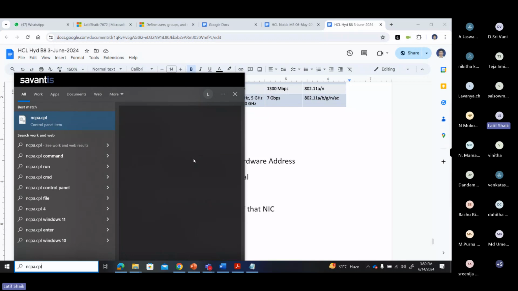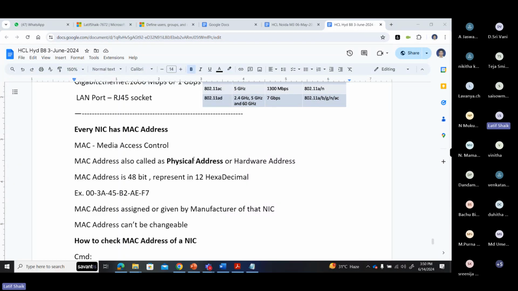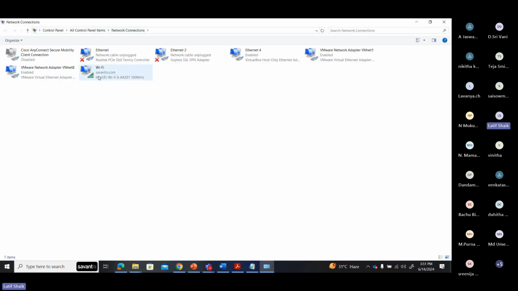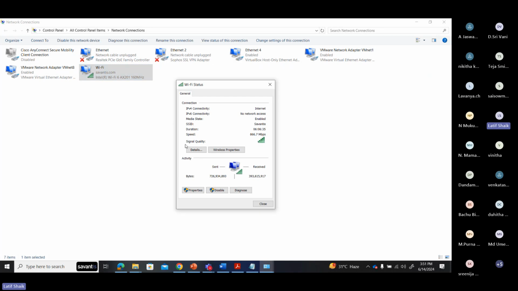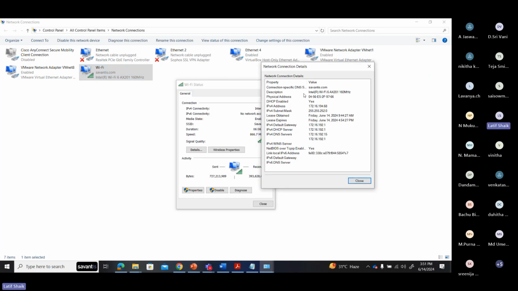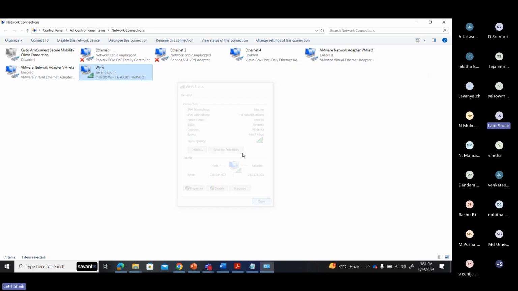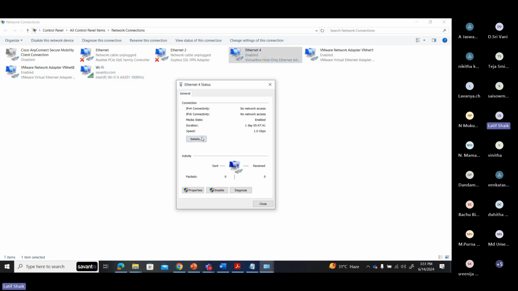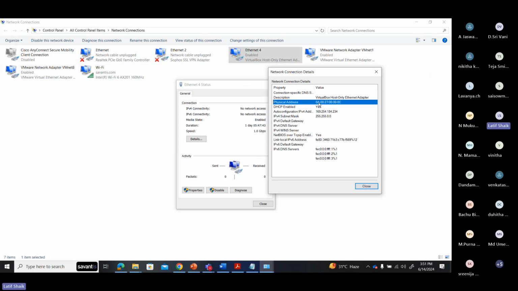ncpa.cpl. It opens the network adapter settings directly. See, and this is my adapter. If you look at the adapter, there is a MAC address. This is called the physical address. Okay, so if you go to this NIC, even if it is virtual, there is a MAC address.